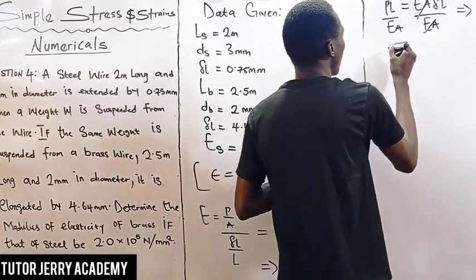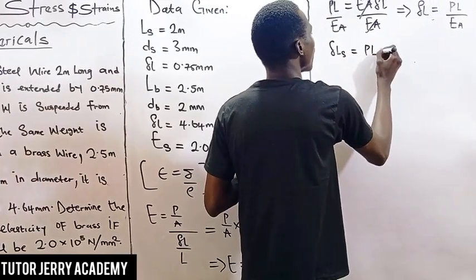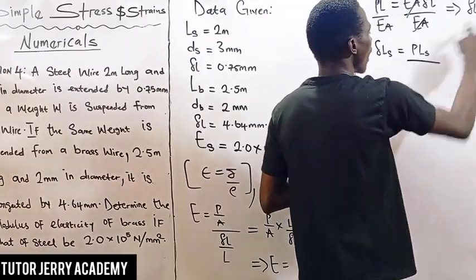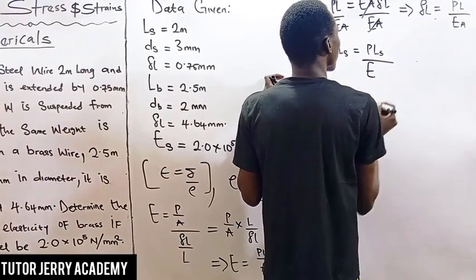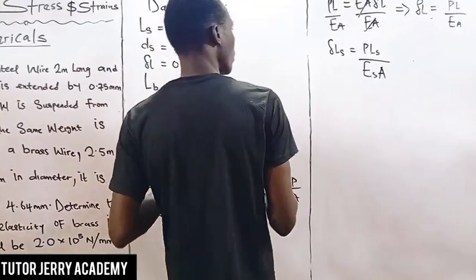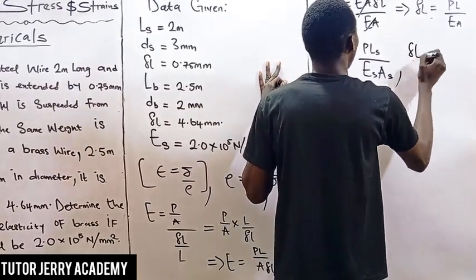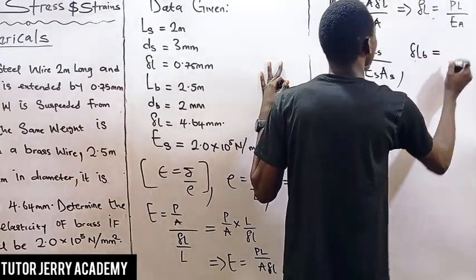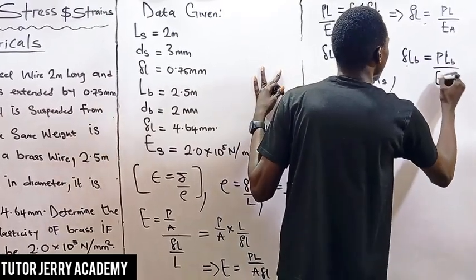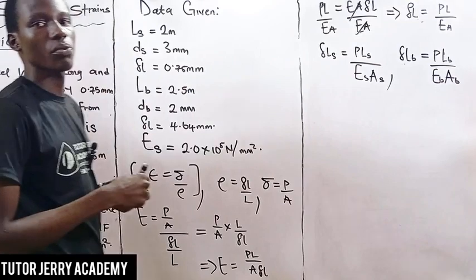Now, in the case of my question, which says a steel wire and a brass wire, I can write this formula as the change in length of S equals P L_S over E_S A_S. From this question, the weight is uniform, so P remains the same. L_S is for steel, and E_S is the modulus of elasticity for steel, multiplied by area. The area is going to be different because we have two different diameters. We have A_S for steel, and the formula for brass will be this: P, which is uniform for both, L_B, the length of the brass wire, followed by the modulus of elasticity of the brass wire, multiplied by the area of the brass wire. So this is what I have.